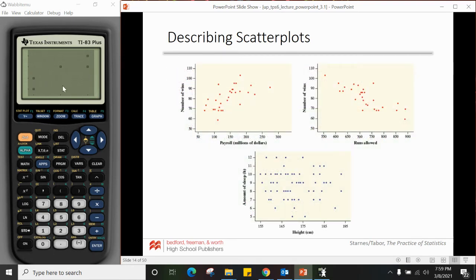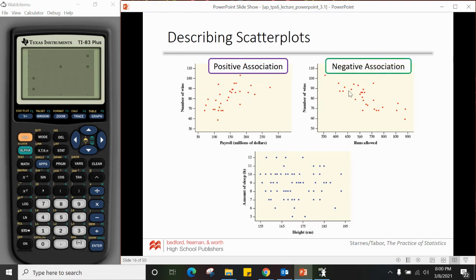So here, this one on my calculator would be a positive association. We have some others here. I'll give you a second to guess what you think each one of these is, and then go. So this first one's a positive association for the most part. It is going up and to the right. The second one definitely is a negative association. And then down here at the bottom, this is going to be no association. It's just data all over the place.